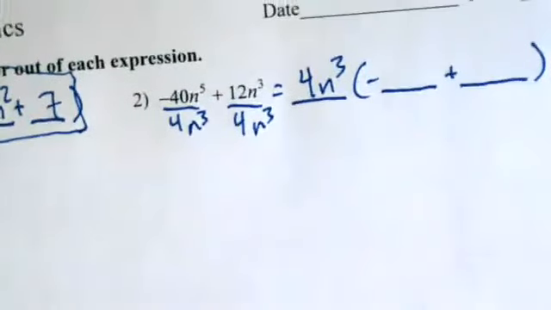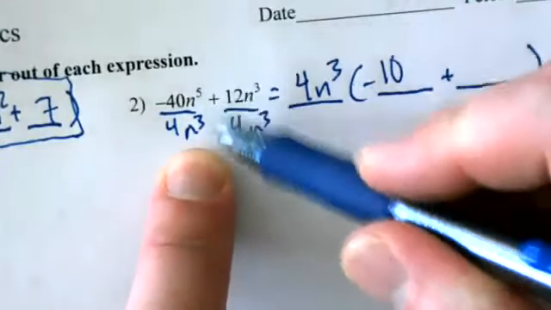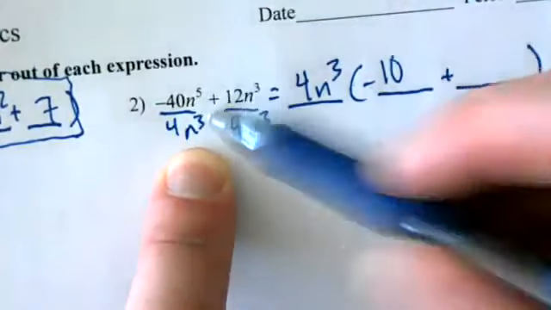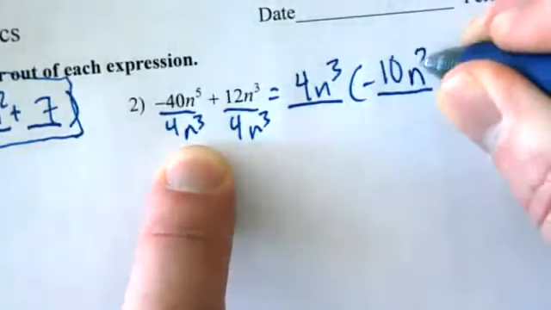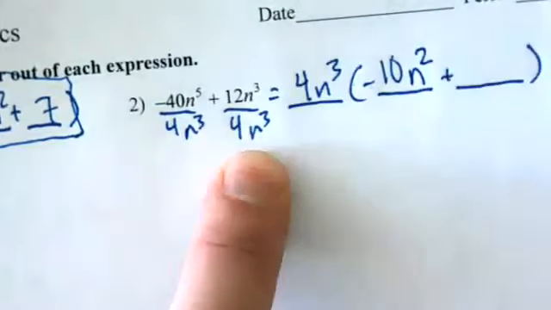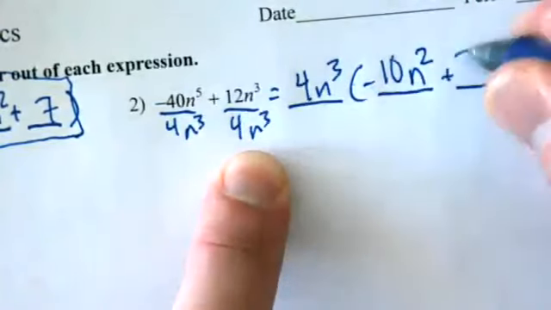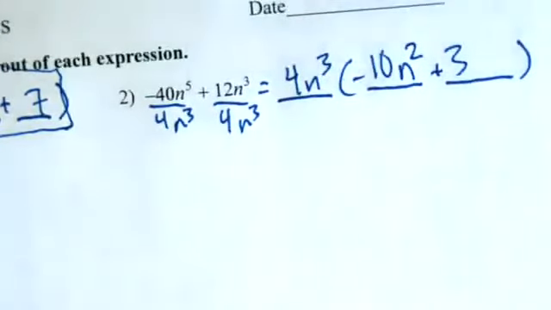Time to do our division. 40 divided by 4 is 10. I'm going to cancel some n's here. How many am I going to have left over after I cancel? 2. 5 on the top, 3 on the bottom. If I start canceling, I'll have 2 left over on the top. Here I got 12 divided by 4, that's 3. If I cancel n's here, I'm not going to have any n's left over. So that's my final answer.